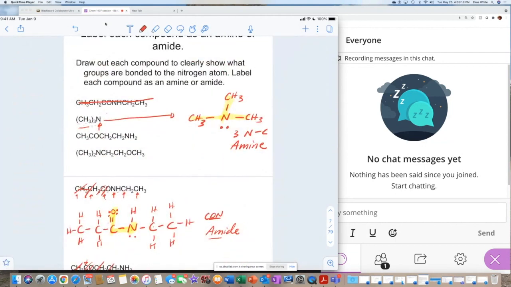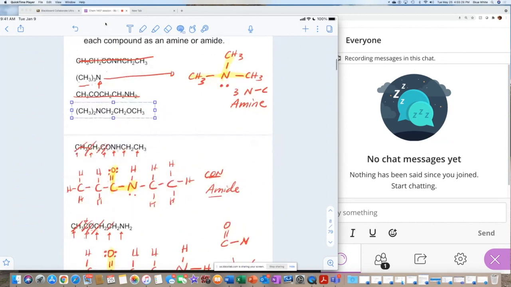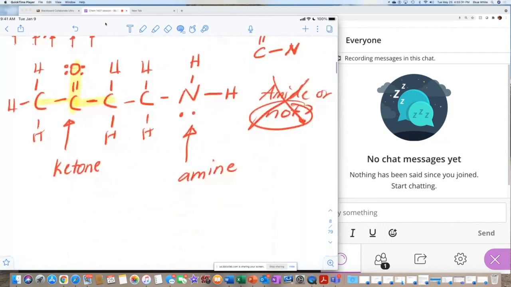Okay. I've done that one. Next one. I'll do this one here next. It's an interesting structure. They have more than one functional group, so that's very interesting.